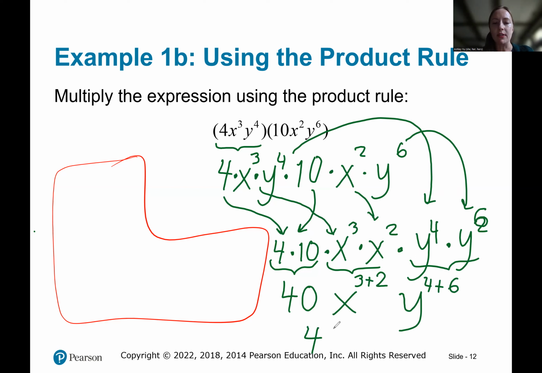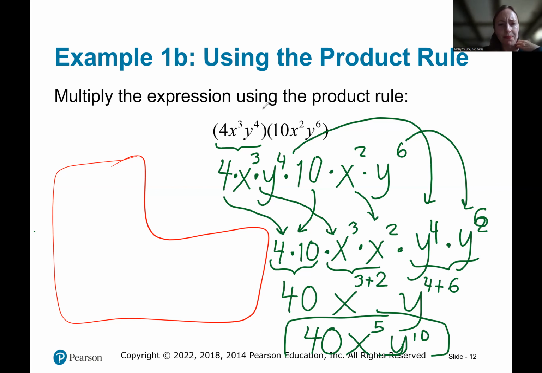All right, now I think I'm ready to finish it off. 40, x to the 3 plus 2 is 5, y to the power of 4 plus 6 is 10. So that's as good as it gets. It's like you took two of these expressions, with a number, x and y with powers, and multiplied them to get just one expression with a number, x and y with new powers. And a lot of these steps you can skip.